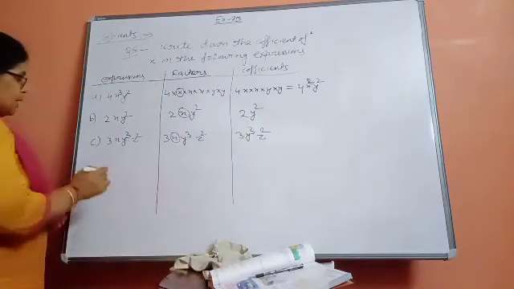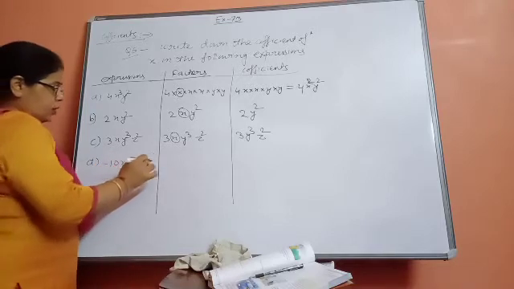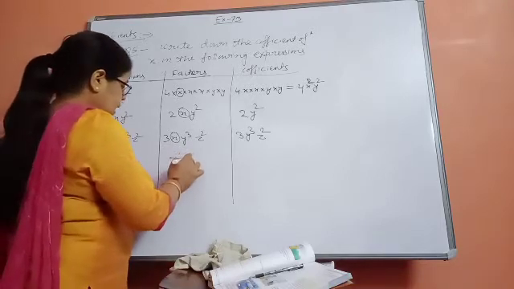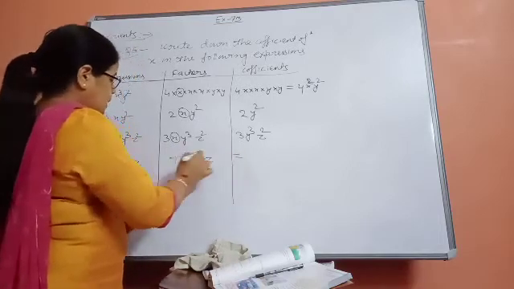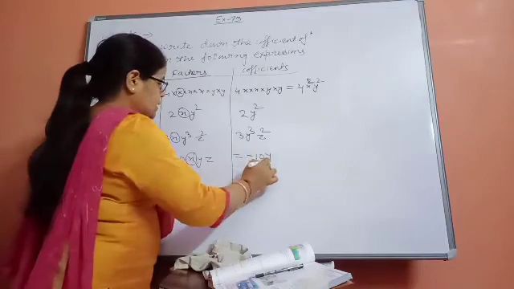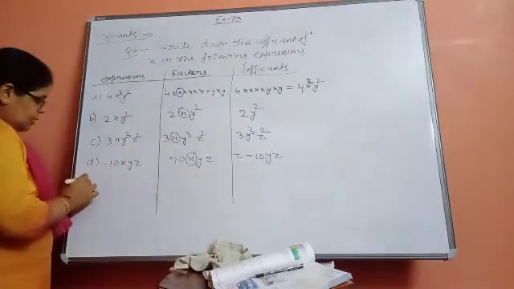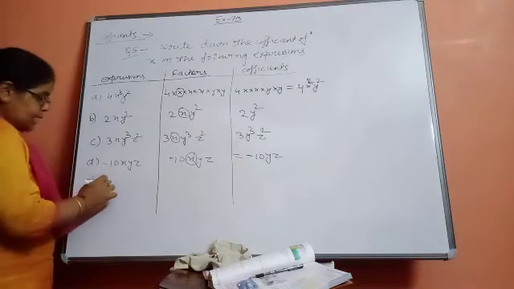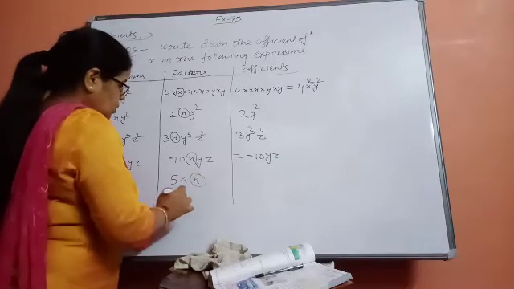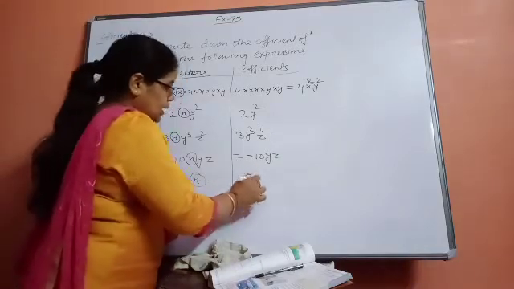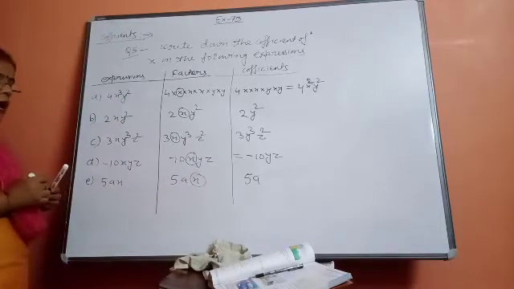See now D part of the question, minus 10xyz. So what will you do? Minus 10 x y or z. Circle this. So what will remain now? Minus 10yz. So this will be the coefficient. Come to the E part of the question, that is 5ax. Okay, now 5ax, circle x, and what will be your answer now? 5a. So in this way, beta, we can find the coefficient of any given expression.